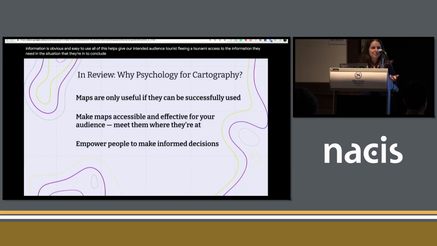To conclude, this whole presentation is based on the assumption that maps are only useful if they can be successfully used by your audience in whatever situation. And the goal is to make maps accessible and effective for that audience. We want to meet them where they're at instead of making them do extra psychological or cognitive legwork to get to what message you're trying to send. And of course, our goal as map makers is to empower people to make informed decisions. So why wouldn't we want to make the best maps possible?